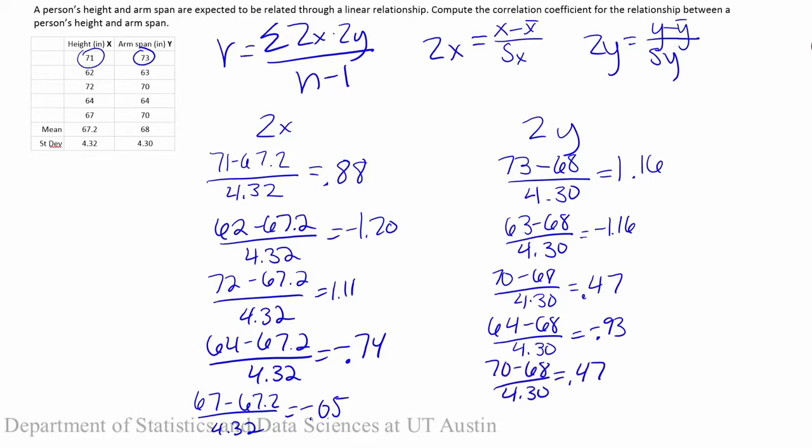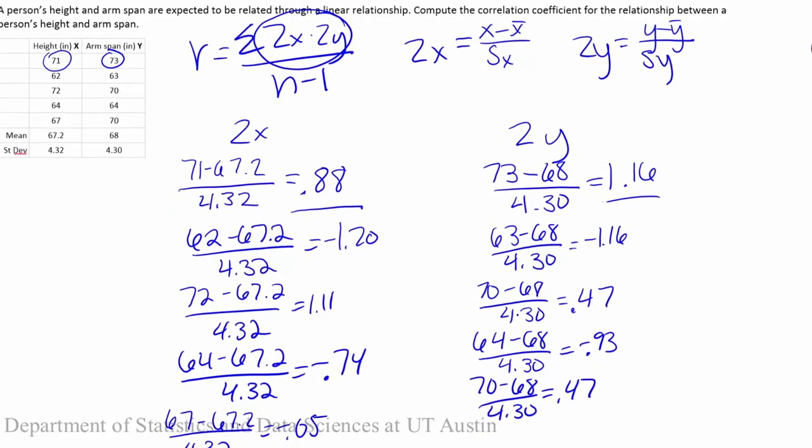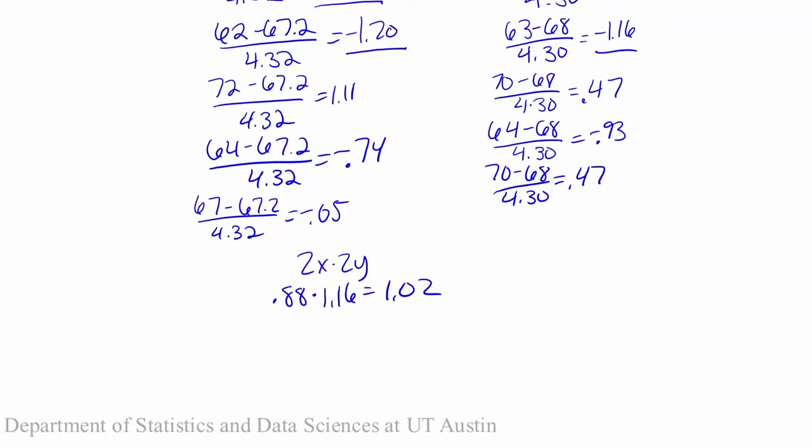Once we have finished calculating the z-scores for both x and y, we must multiply these values together for each row. So we will multiply our 0.88 by our 1.16 for the first. Multiplying these two values together, we get 1.02. Then we will continue this process for the rest of the rows. The next one will be negative 1.20 times negative 1.16.